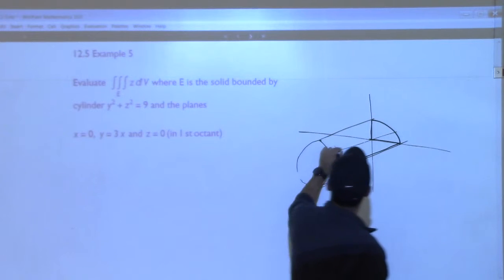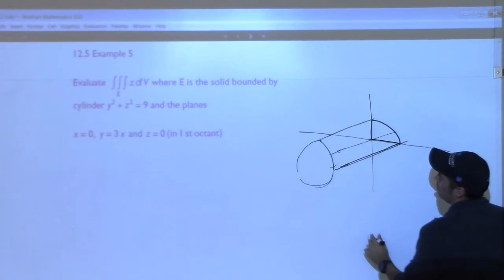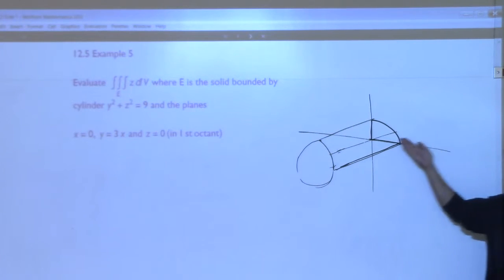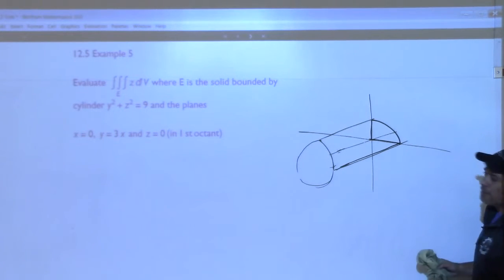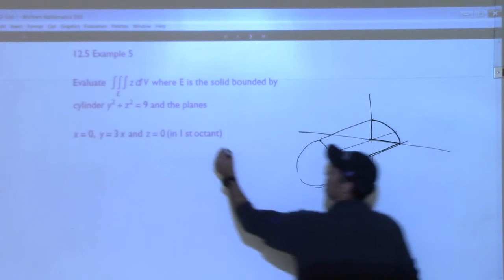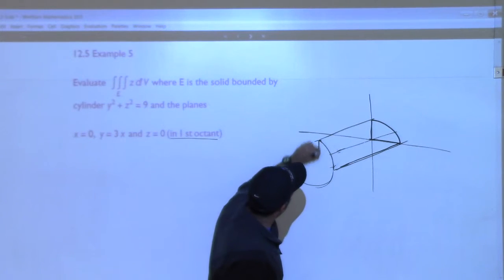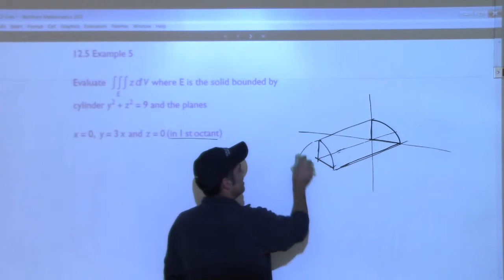There, that's a little better, I think. It's not perfect, but you see how the floor comes through and kind of cuts it? We take the cylinder, we cut the bottom, cut the back, and then I'm in the first octant, right? This is important because that gives me this, and I don't need this anymore.